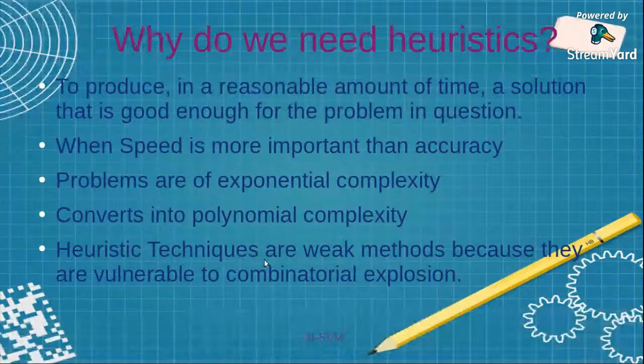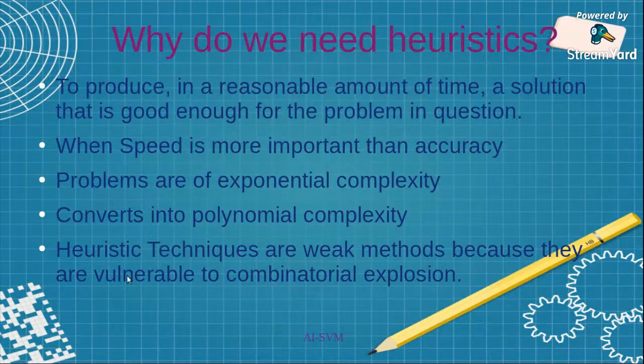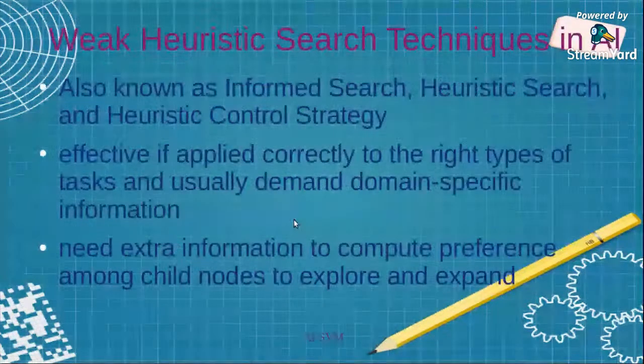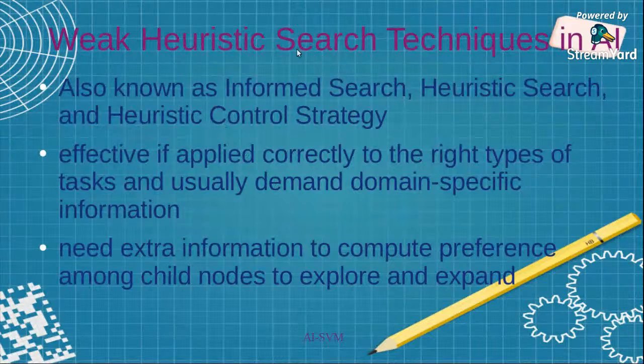Heuristic techniques are weak methods because they are vulnerable to combinatorial explosion. Yes, we will look at what combinatorial explosion means shortly. Weak heuristic search algorithms have different names, different people, different books refer to them by different names. It can be informed search, heuristic search, or heuristic control strategy, and so on.